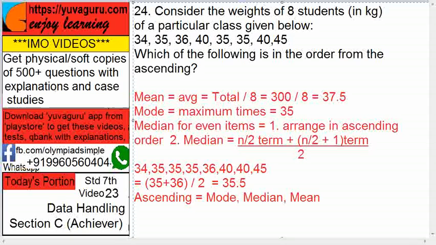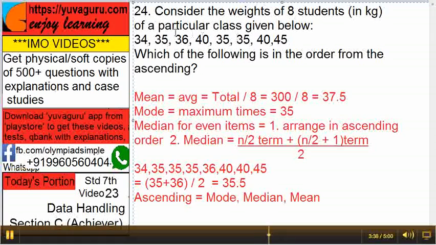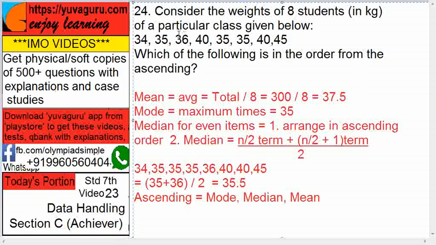So, what is the mean? Mean means average. Average means total upon number of elements. So, total is 300 upon number of elements 8 equals 37.5. Now, mode. What is the mode? Mode means that number which comes maximum times. So which comes maximum times? 35. So that comes 3 times. So 35 is the mode.